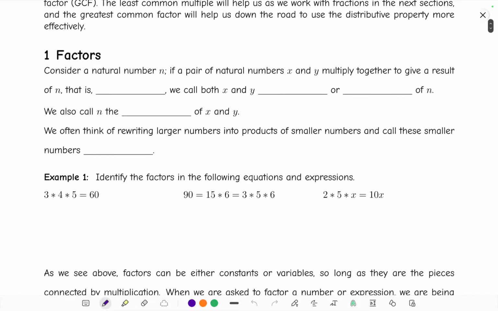Factors. Consider a natural number n. If a pair of natural numbers x and y multiply together to give a result of n, that is, x times y equals n, we call both x and y factors, or divisors, of n. We also call n the product of x and y. We often think of rewriting larger numbers into products of smaller numbers and call these smaller numbers factors.